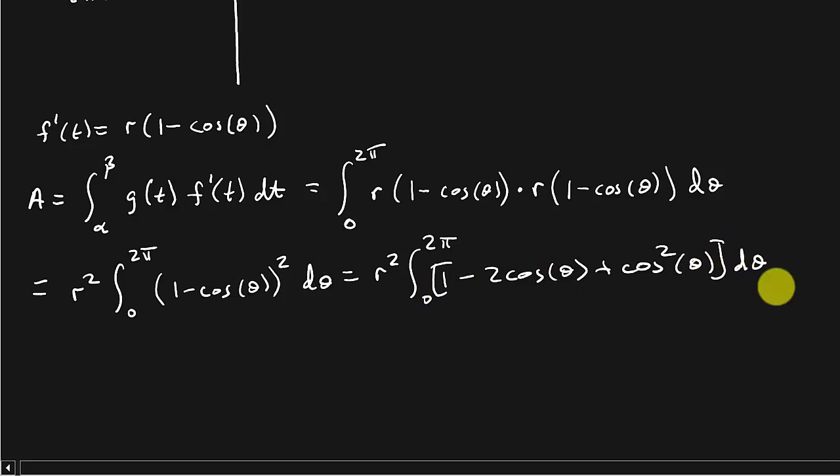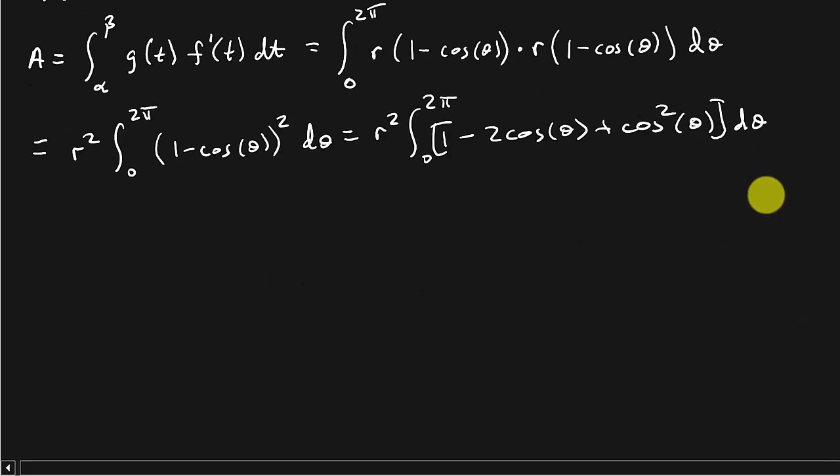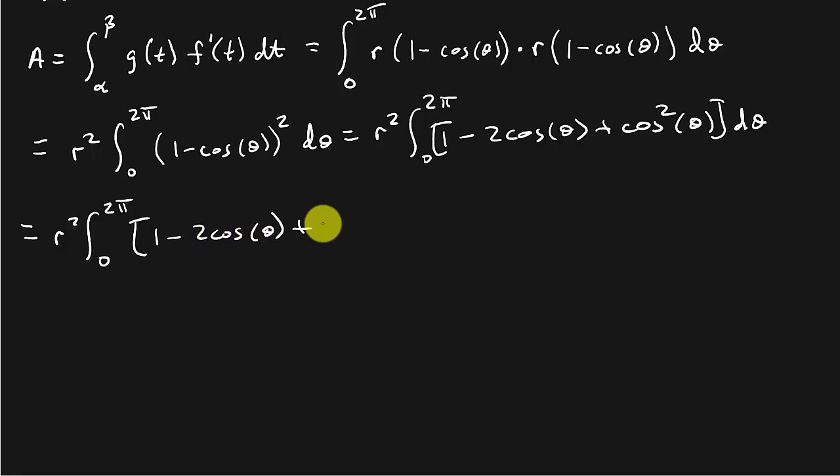And that's d theta. Well, that's a long video, isn't it? Okay, well, that's fine. So that's going to be r squared times the integral from 0 to 2 pi, times 1 minus 2 cosine theta plus cosine squared theta. Do you remember how to do that? That is from when you did your trigonometric integrals.